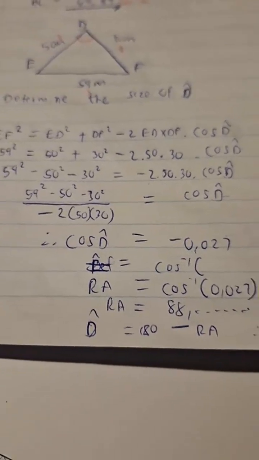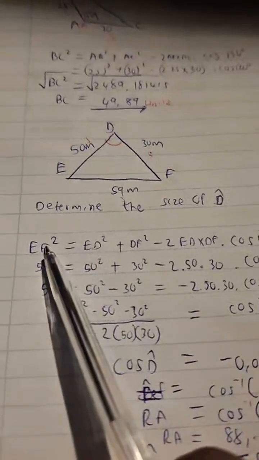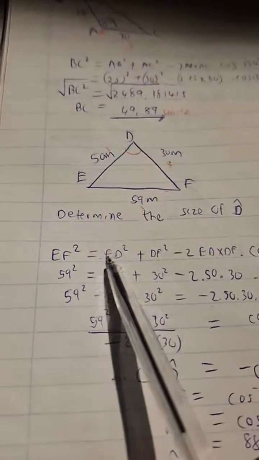Tando Mahlangu, how did we get the 2 times 50 times 30? Let's go back. Hopefully you understand how we got EF squared. EF squared is equal to ED squared.